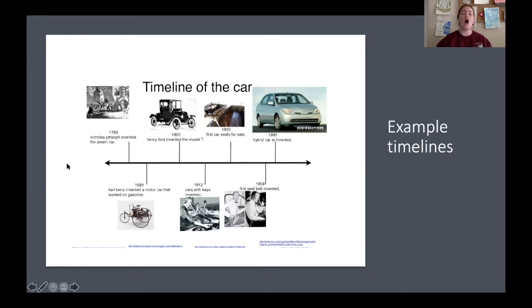So I can come all the way back here to the beginning. This is the very first tick mark. So this is the first important event about the car. And it tells me in 1769, someone named Nicholas Joseph invented the steam car. So a timeline is using words. This timeline is also using pictures.